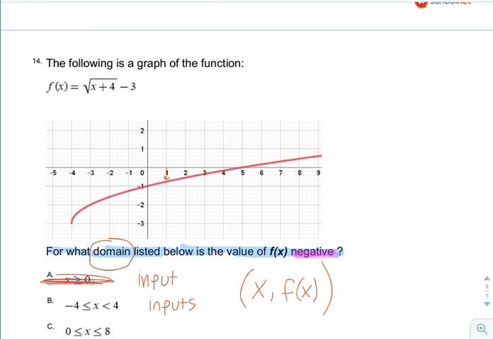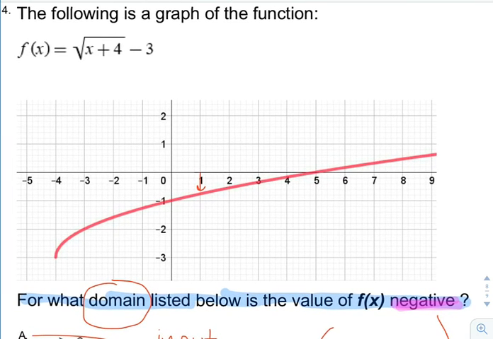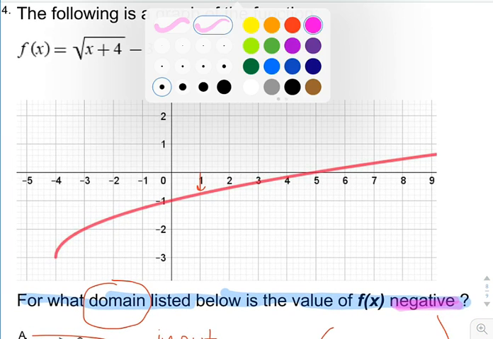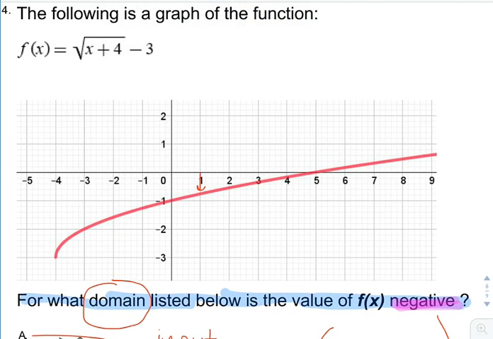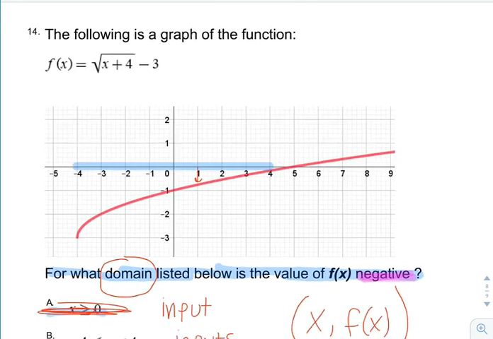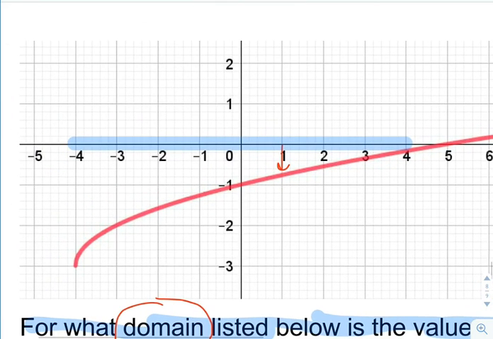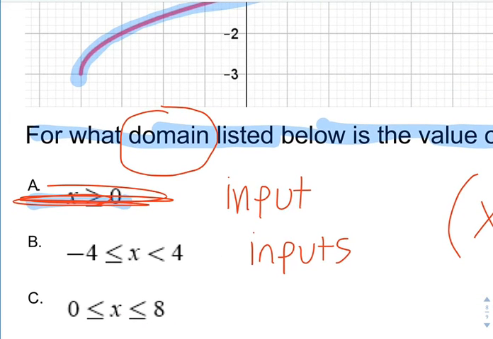How about between negative 4 and 4? All right, let's check negative 4 and 4. I'll highlight the domain in blue. Between negative 4 and 4. You know what? I think that's the one. I think that's the domain right there. Does the function remain negative the whole time? It sure does. That's the correct domain. Those are the correct x values.